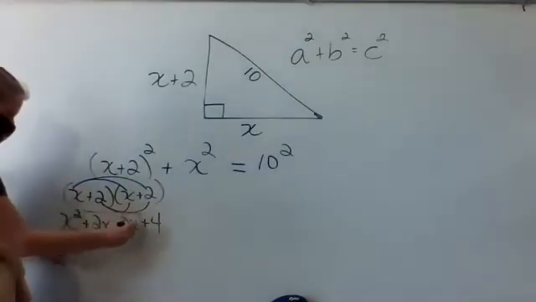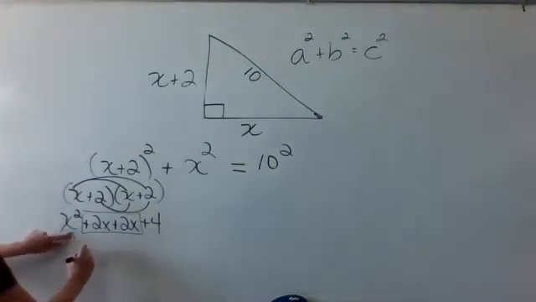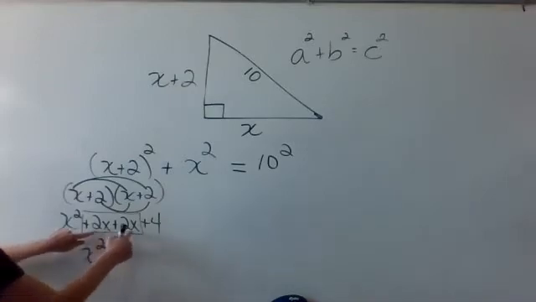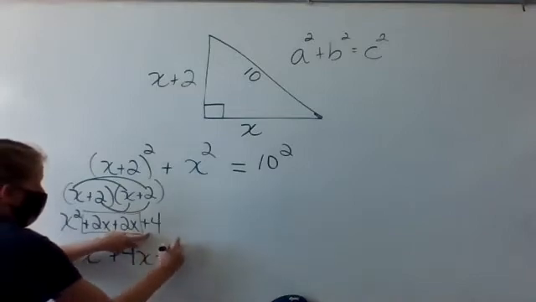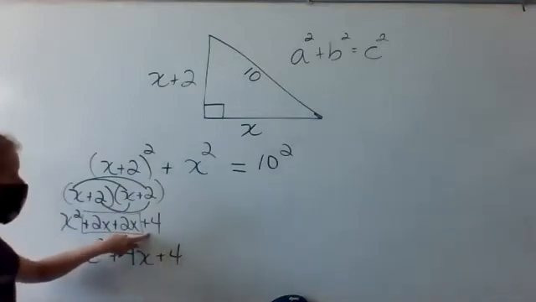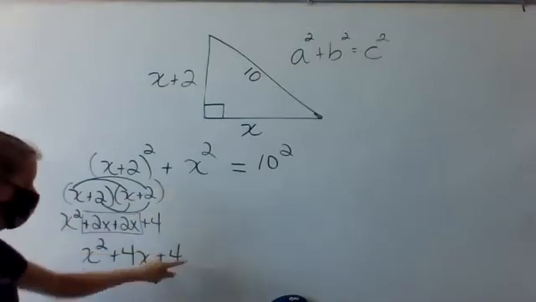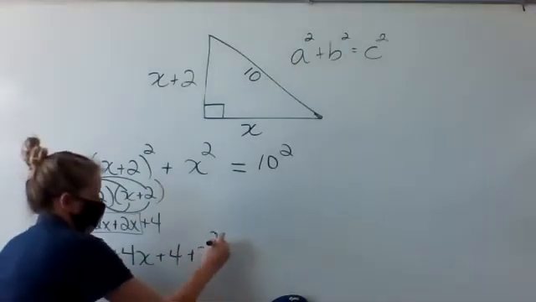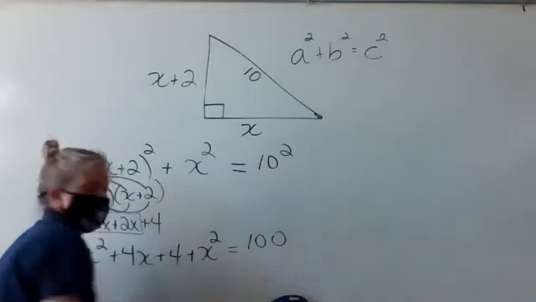Now, look at these 2 terms in the middle there. I can put those together, right? I really have 4 X's, since I have 2X and 2X. So I've got X squared, put those together to get plus 4X, plus 4. Bring down this plus X squared, and that's going to be equal to 10 squared, which is 100.